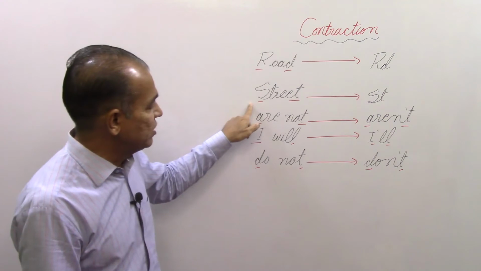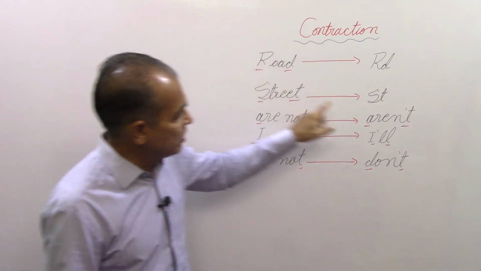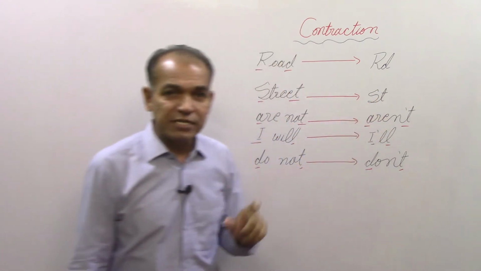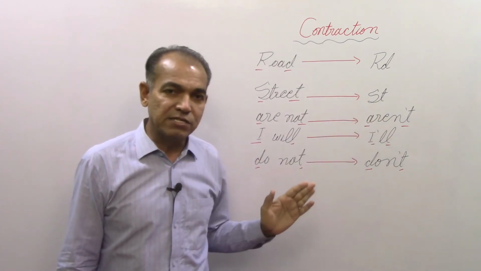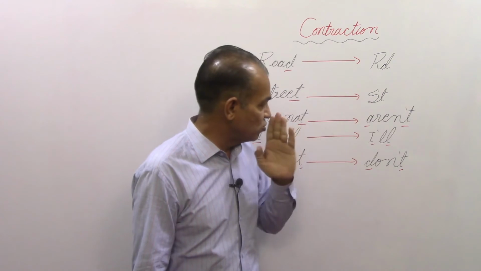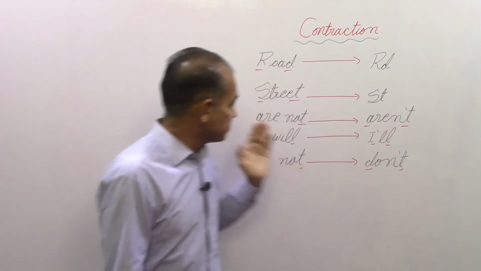In the same way, like street here. Whenever we write street in this way in the addresses of different places, we read it street. There is no other special pronunciation for S and T. So you should keep this thing in your mind.